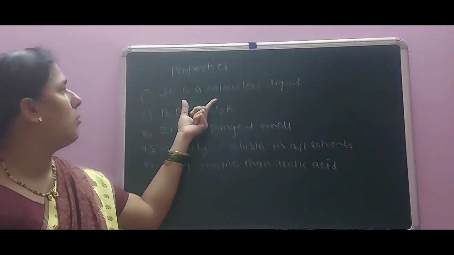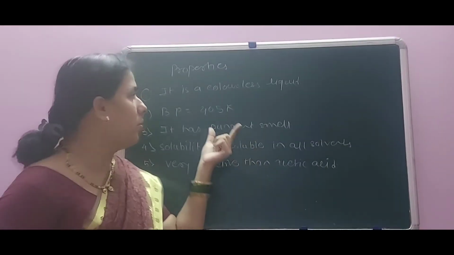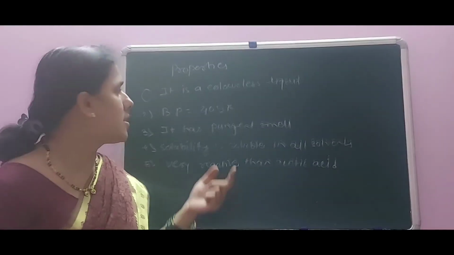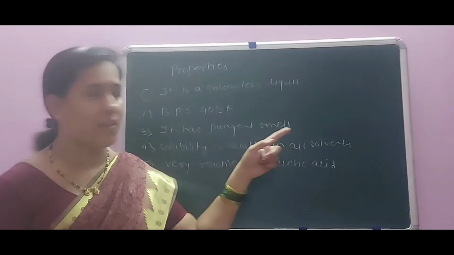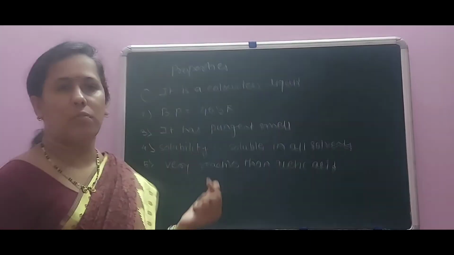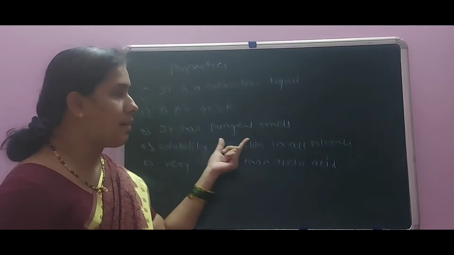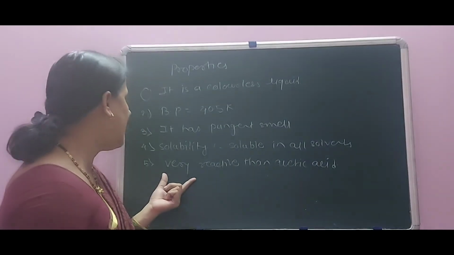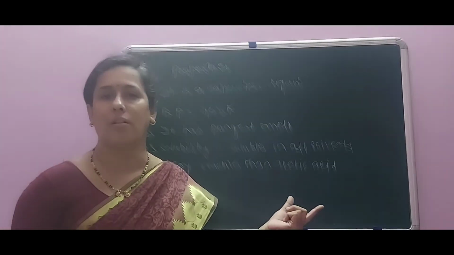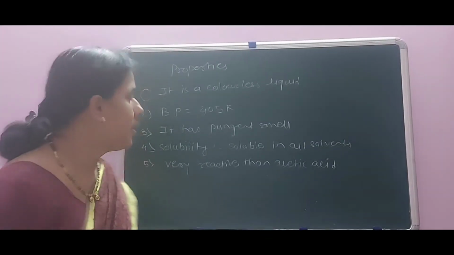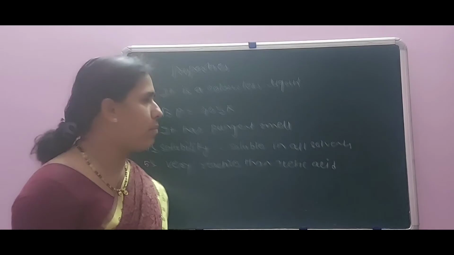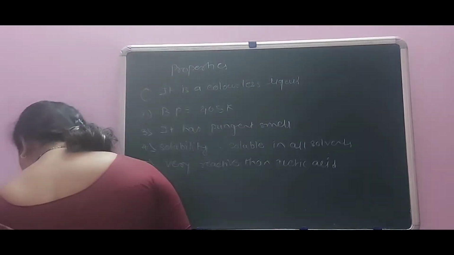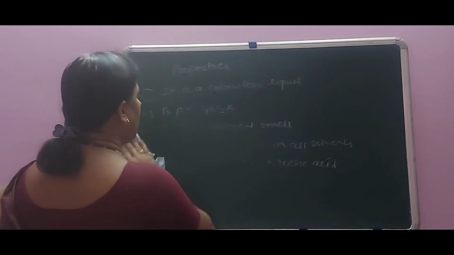Now again we are going to stress these properties. First, it is a colorless liquid. Boiling point is equal to 405 Kelvin. It has a pungent smell. It is soluble in all solvents and it is very reactive, stronger than acetic acid. These are the physical properties. Now, going to the chemical properties.